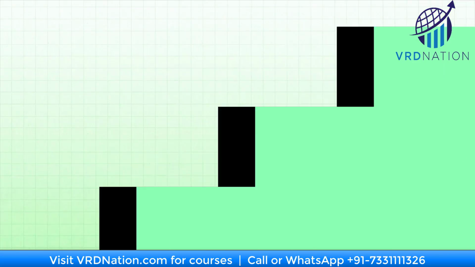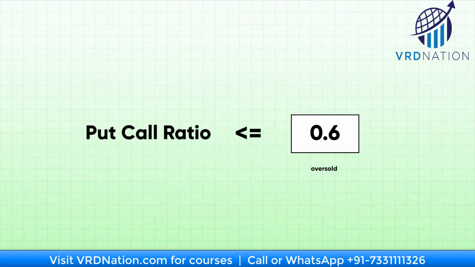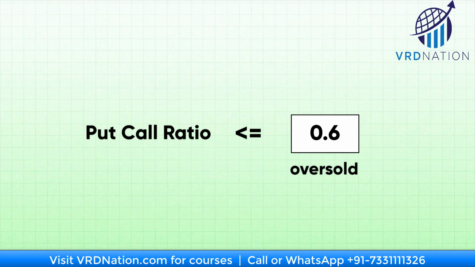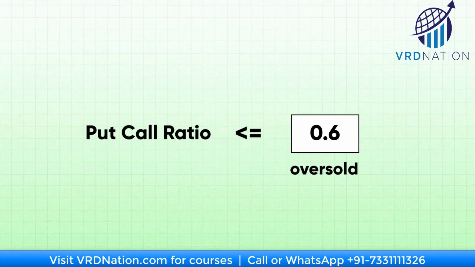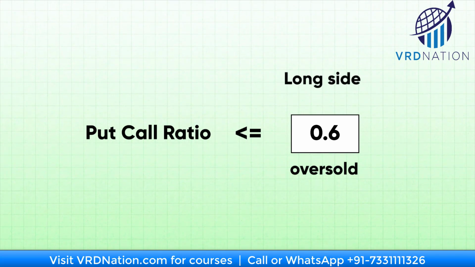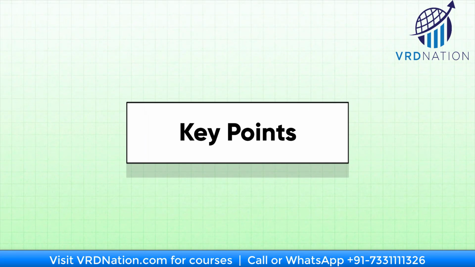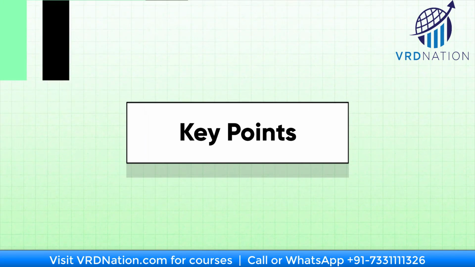On the other hand, a put call ratio of 0.6 or lower indicates that the market is too oversold in the short run and there might be a bounce back in the market, and that's why traders look for long side opportunities. So that is basically the big picture of put call ratio, guys, but there are a few important points to note if you want to use put call ratio in your analysis.